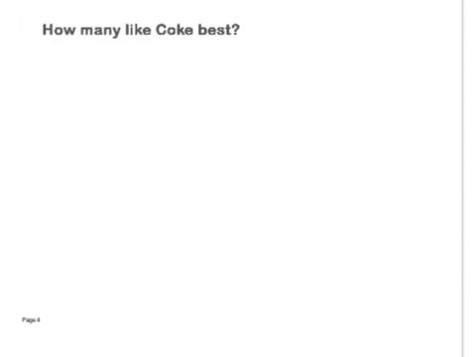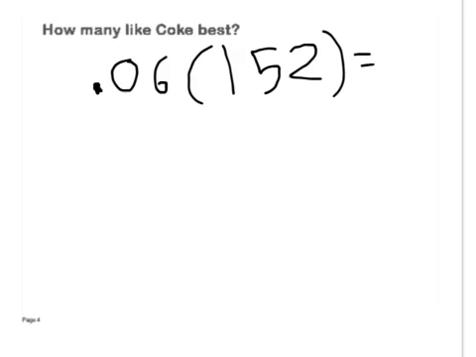How many like Coke best? If you look on your circle graph, it was 6%. So we changed 6% to 0.06. Times it by how many students took the survey, which was 152. 9 students.